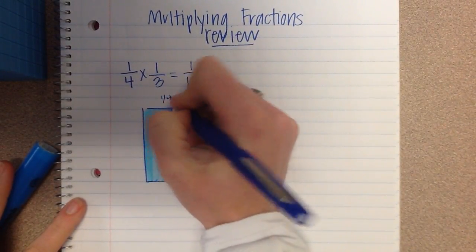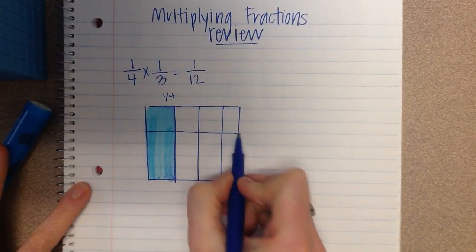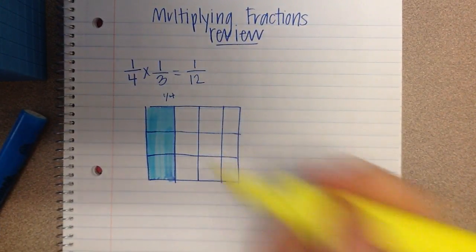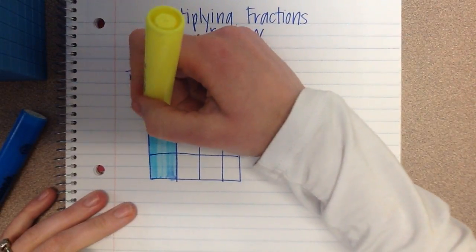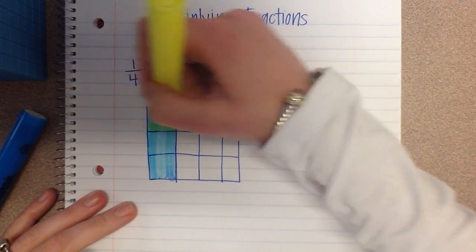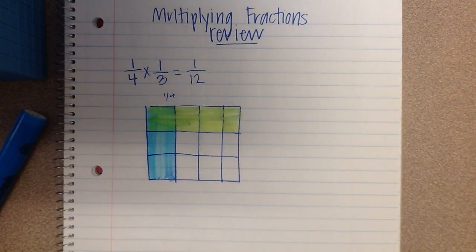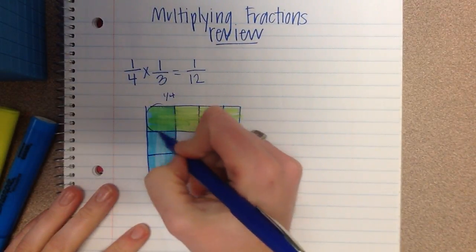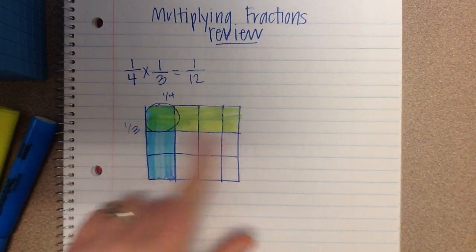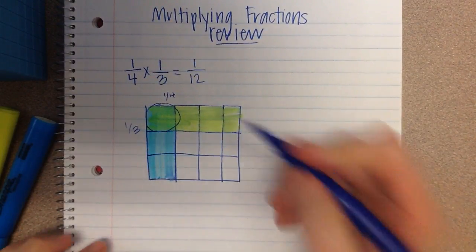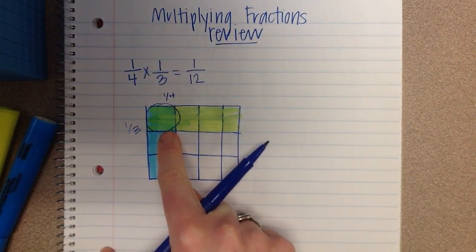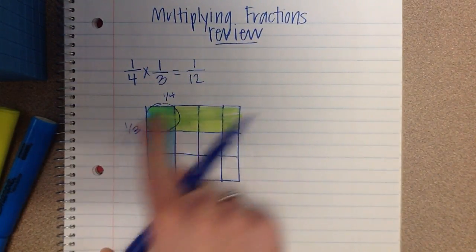This represents my 1/4, and then thirds. And now what I'm going to do is color in 1/3. So now I'm going to look at what overlaps. I have one box, that's 1/3. I have one box that overlaps. So that means that what I'm going to be getting is 1 out of the 12.